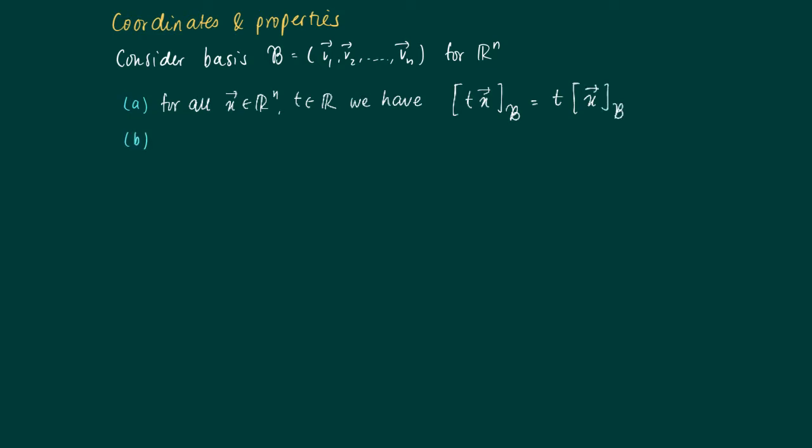B. So secondly, for all x, y in Rn, we have the following: the coordinates of the sum of the two vectors, x plus y, with respect to an ordered basis beta, equals the coordinates of x with respect to beta plus y with respect to beta.